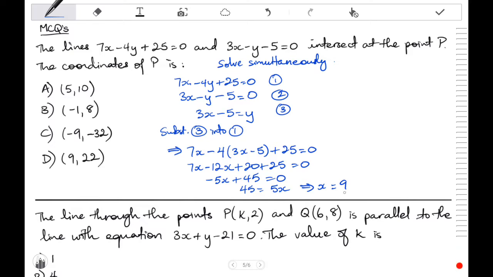Right? Now, as you notice quickly, the only answer that has a positive 9 is D. And if you check it, we substitute x equals 9. Remember, y is equal to 3x minus 5. So if I say 3 times 9 minus 5, 27 minus 5, 22. And so the answer is D.